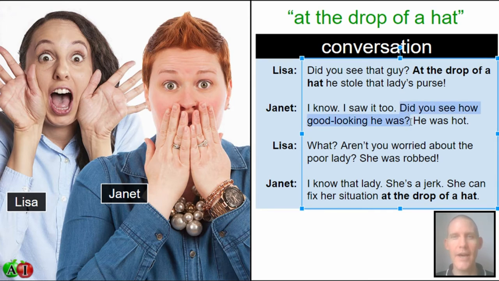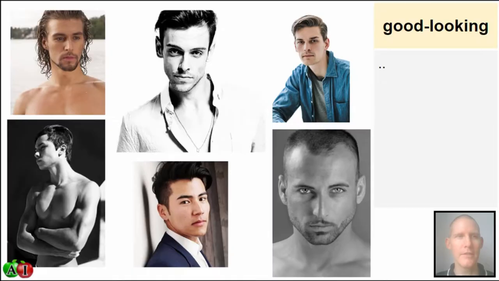Did you see how good looking he was? When we're talking about he, we're talking about the robber, the criminal. Janet is focused on how good looking the guy is. So good looking. Good looking, we kind of get an idea because it's something good and has to do with looks, right? How about we look at some pictures and do some extra vocabulary? All right. Take a look.